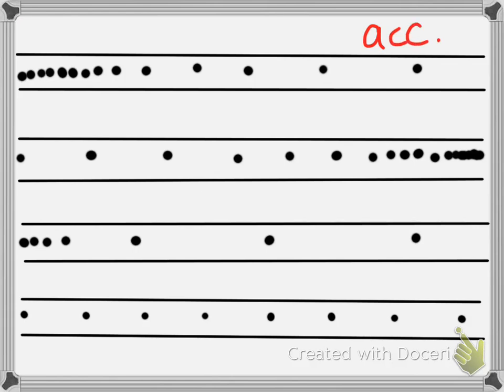The second tape is the opposite to the acceleration tape. So dots are further apart and then they start to get really close together. So this is an example of deceleration or negative acceleration. So it's slowing down.